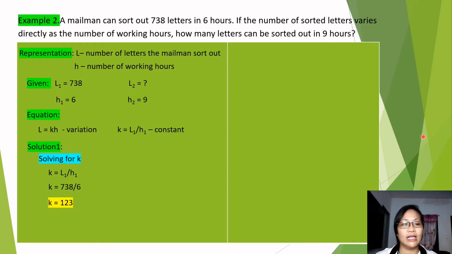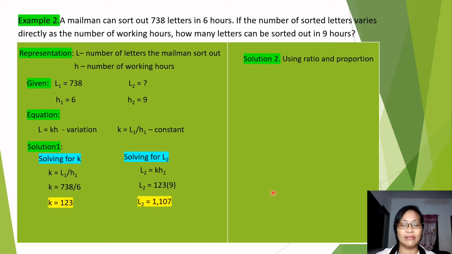Solving for the variation, we have L sub 2 is equal to K H sub 2 because we're going to use this one. Then substitute the given. L2 is equal to, for our K, we have 123 times H sub 2, which is 9. Therefore, our L sub 2 is equal to 1,107. Solution number 2, we're going to use the ratio and proportion.